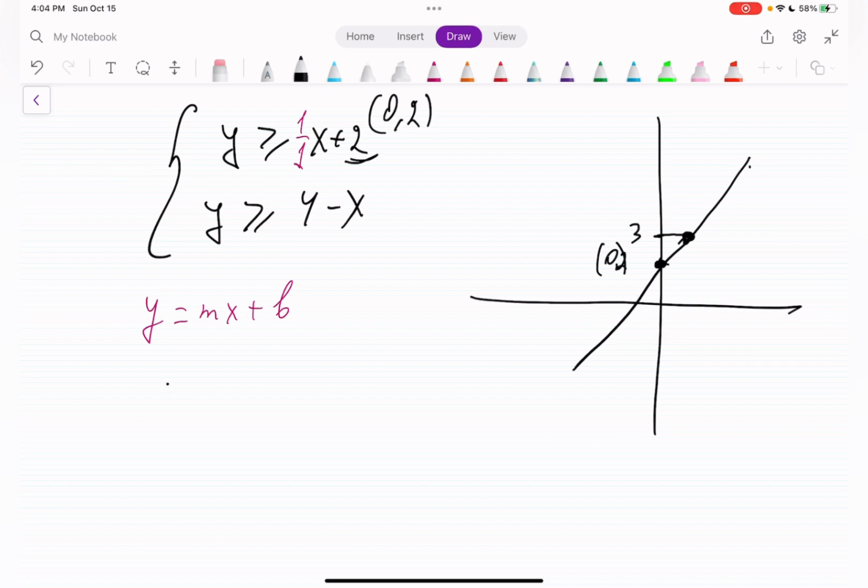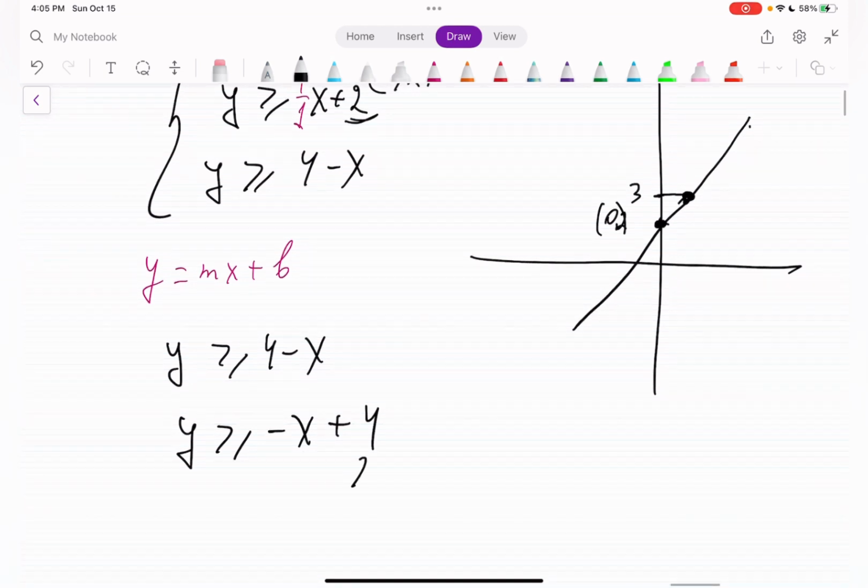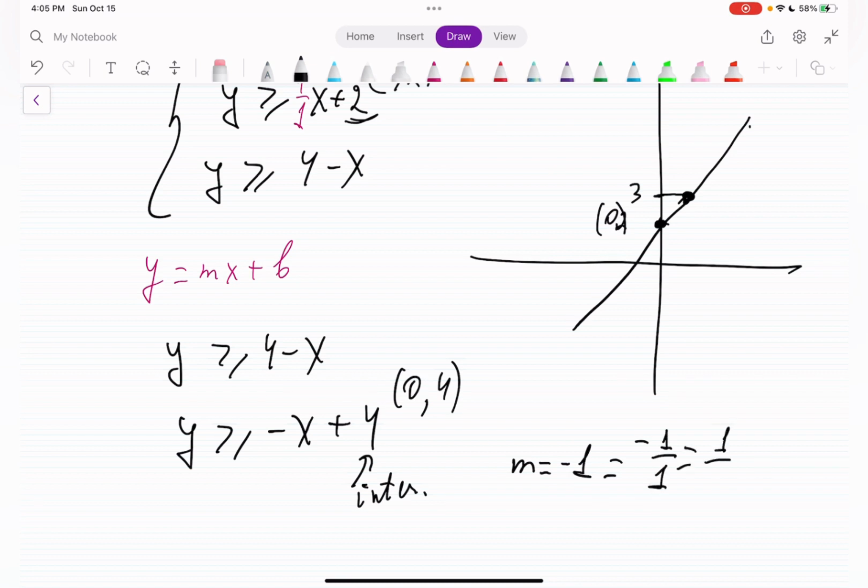Next one, y is greater than or equal to 4 minus x, which means I can write y is greater than or equal to negative x plus 4. Because 4 is our intercept, for readability, 0, 4. And negative 1 means m is equal to negative 1, so I can write either negative 1 over 1 or 1 over negative 1. It's crucially important when the slope is a whole number and negative.